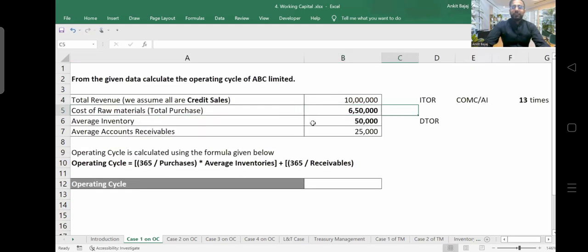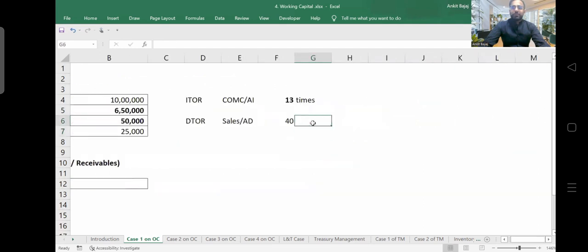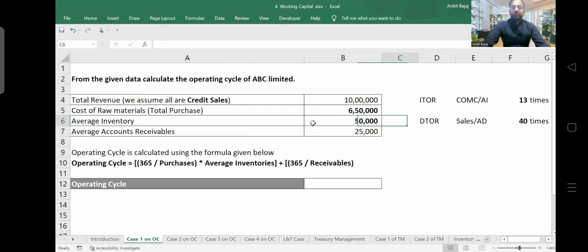Now, if I want to calculate the debtor turnover ratio, I have to take sales divided by average debtors. So what is the sales here? Sales is 10 lakh rupees and average account receivable is 25,000. So this is 40 times. Here, if you see, the turnover ratio is 40 times.